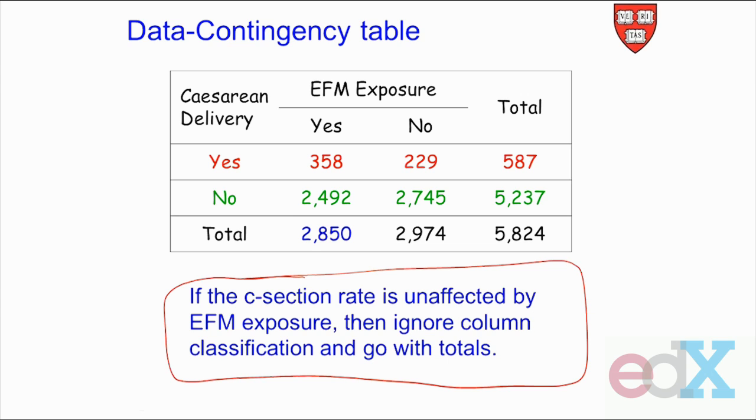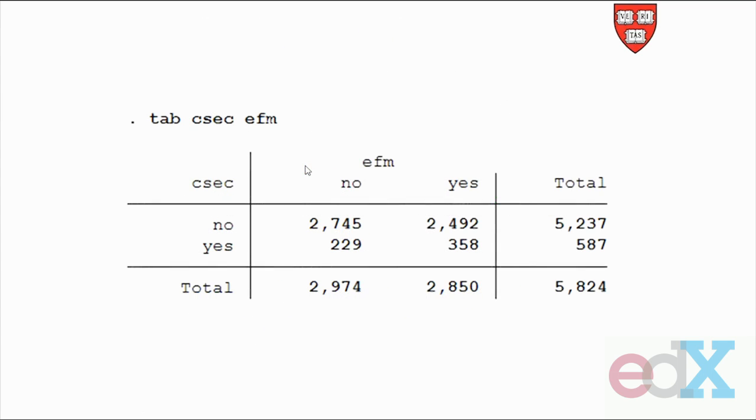Now, if that is true, then we can ignore the column classification and just go with the totals. So what is the C-section rate overall? Well, we've got 587 out of the 5,824, so roughly 10%. If we ignore the EFM exposure, this is roughly 10%. So we expect that same 10% of these, 10% of those, and of those, this should be 10%. That's the way we're going to proceed.